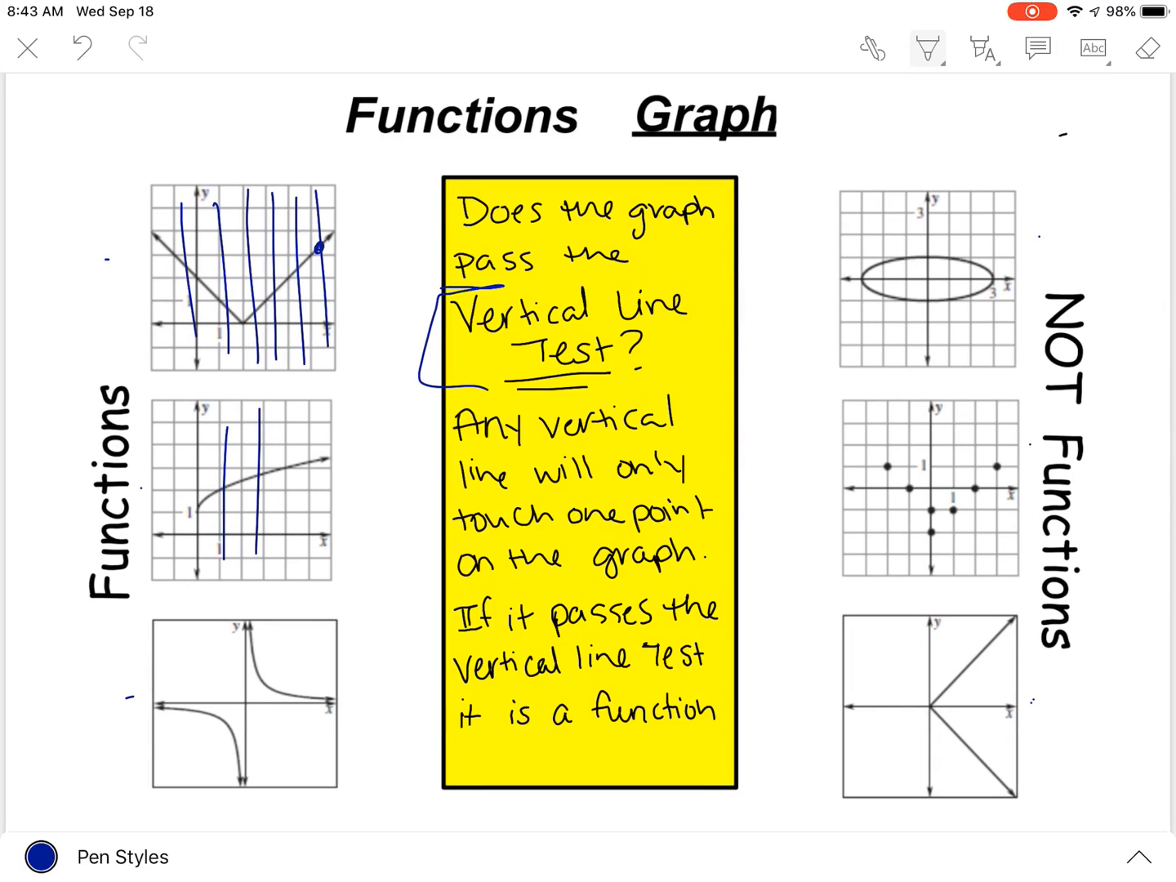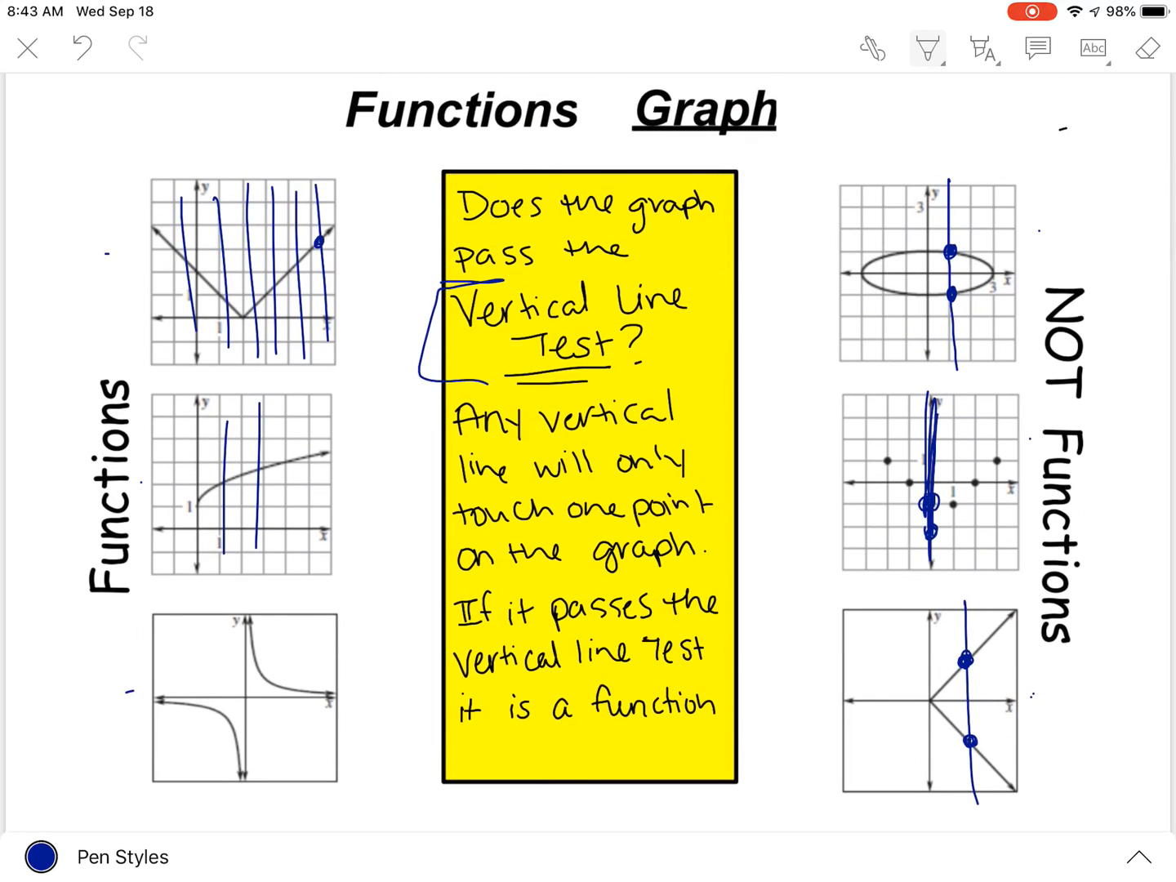For our not functions, well, let's try drawing a vertical line. It hits 2 points. Here, if we draw a vertical line on the y-axis, we're hitting 2 points. Here, if we draw a vertical line, we're hitting 2 points. And so since we hit more than 1 point, it does not pass that vertical line test, so it is not a function. So again, one way we can represent functions is just by graphing them.